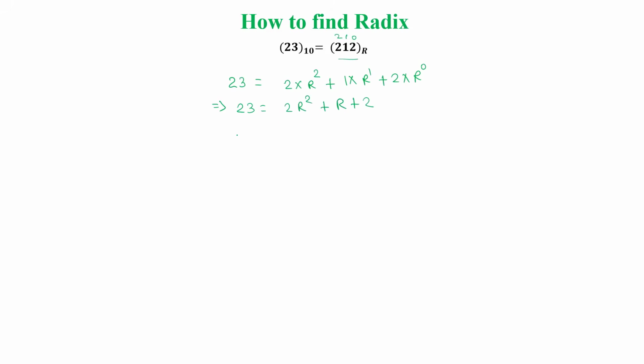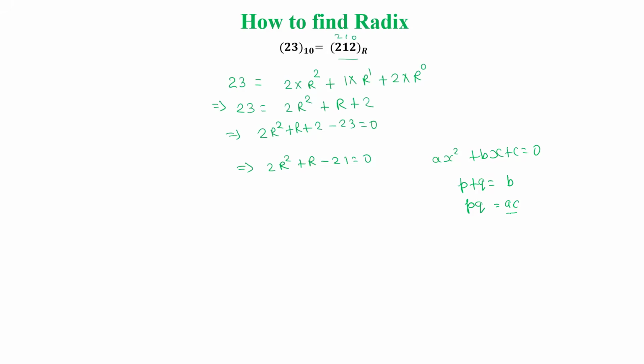Now this 23 we will bring to the right side. So 2r square plus r plus 2 minus 23 equals 0. What we'll have here now? 2r square plus r minus 21 equals 0. This is a quadratic equation, ax square plus bx plus c equals 0. You know that in the case of a quadratic equation, if you are trying to factorize, we write p plus q and p into q. So p plus q is b, and p into q is ac.